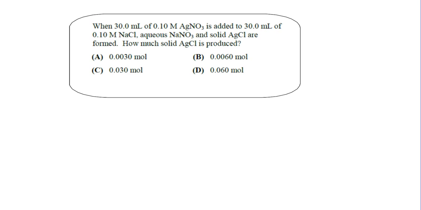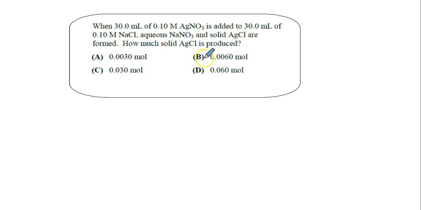All right, next question. Okay, here's a practice question here. When 30 milliliters of 0.1 molar silver nitrate is added to 30 milliliters of 0.1 molar sodium chloride, aqueous sodium nitrate and solid silver chloride are formed. How much silver chloride is produced? Take a moment, pause it, try it.